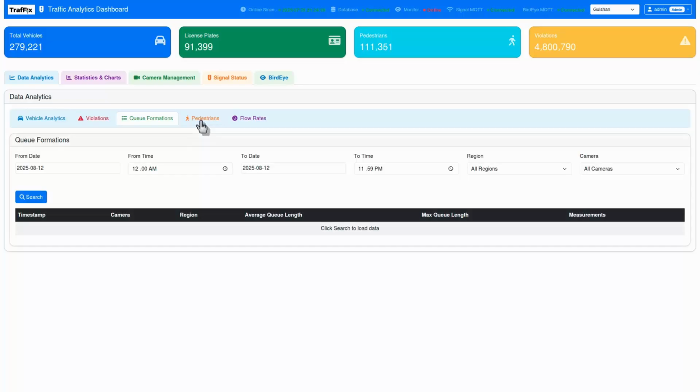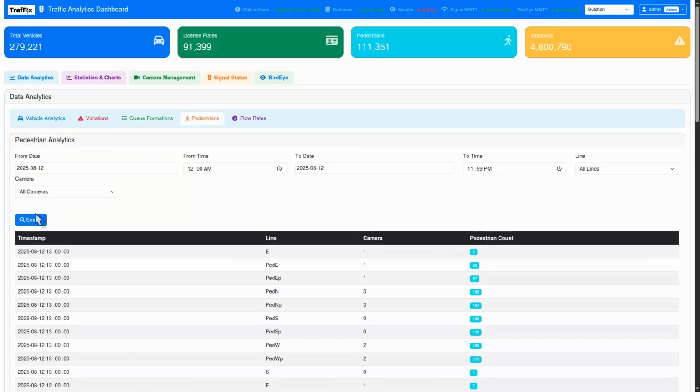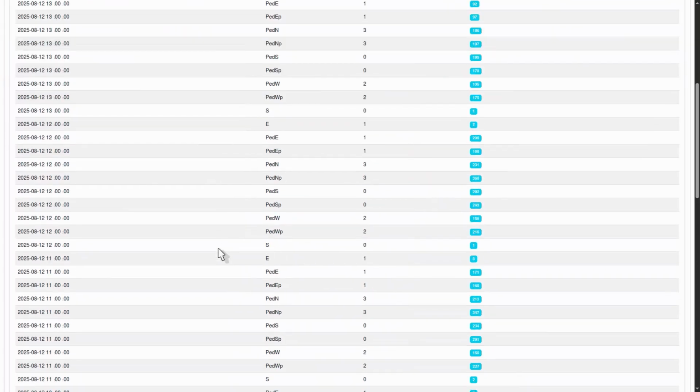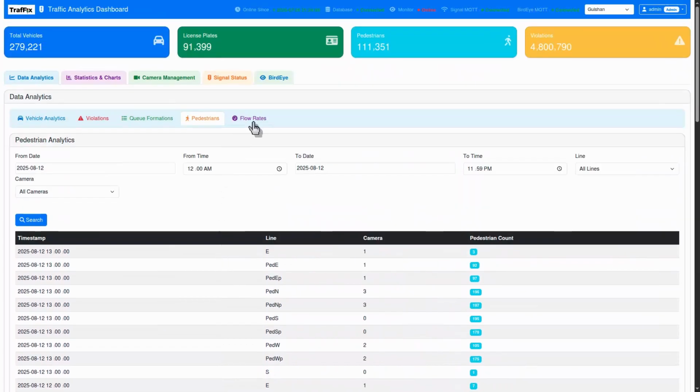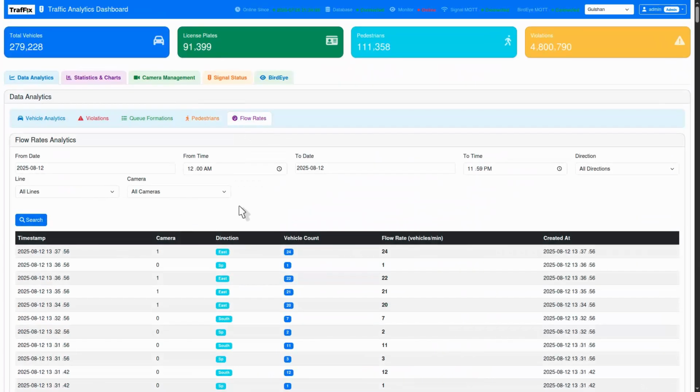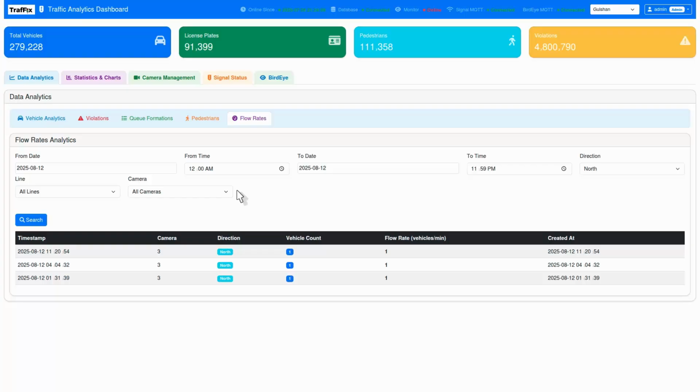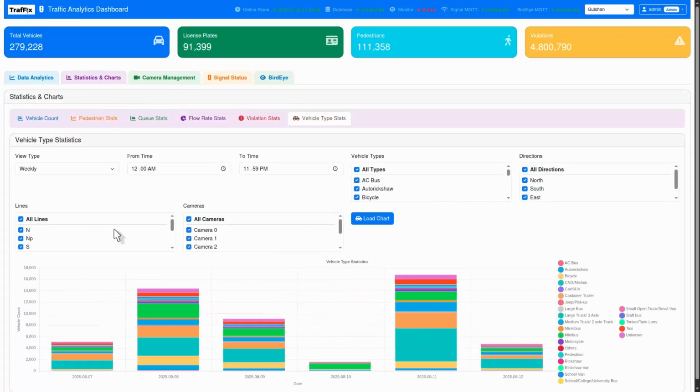Here we get the pedestrian counts within a specific time range on each of the directions. We also get the flow rate, how many vehicles have moved per minute. We can search for the count of the vehicle flow rate. We'll see more in the statistics.